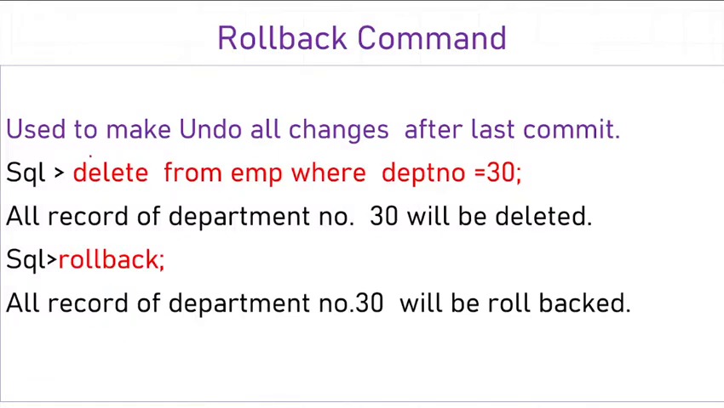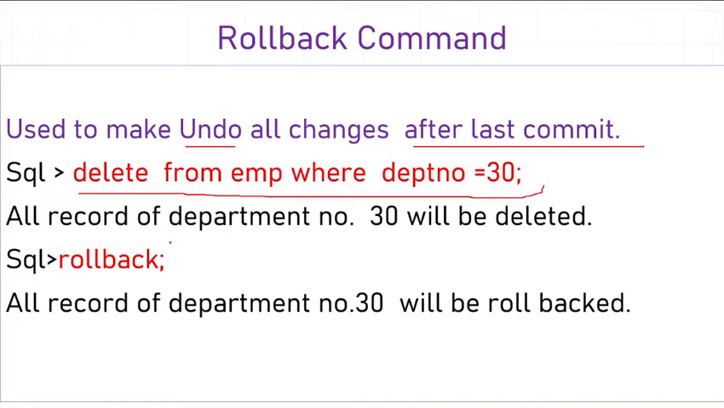So we all know that rollback is used to undo all the changes after the last commit. I have already told you. Suppose we have deleted records of department number 30. After this command, all the records of department number 30 will be deleted. If I do rollback, I will be able to get all the records back.